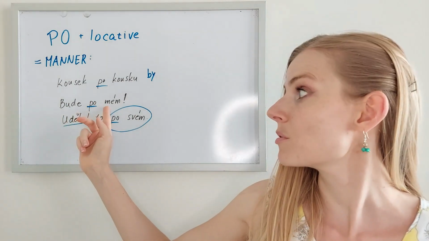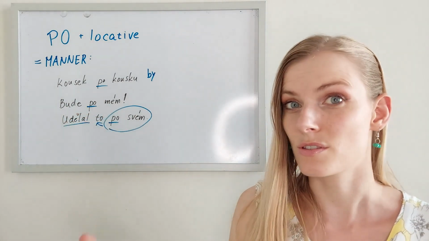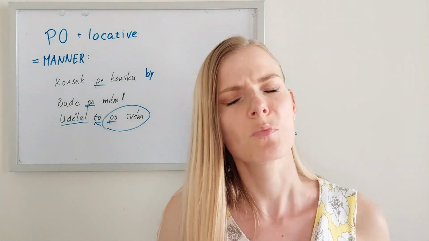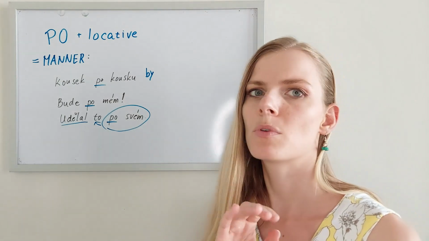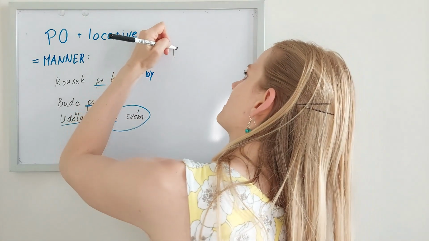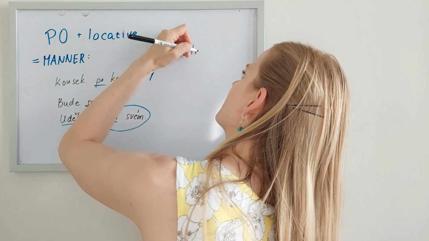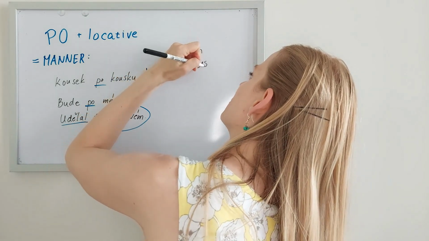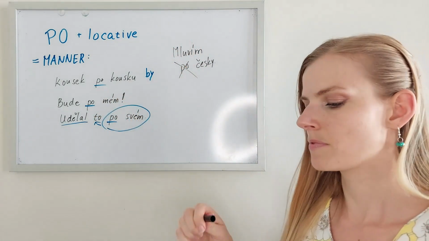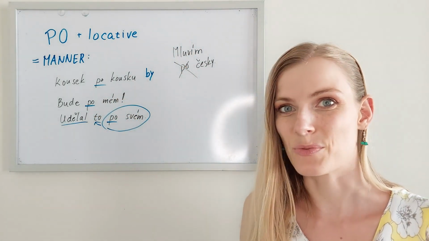Here the possessive pronoun does change according to the subject. And one little note, if you speak another Slavic language, you might be tempted to say, for example, mluvím po česky, but we don't say that. We don't use po here. Only mluvím česky or rozumím česky. There is no po in this way.